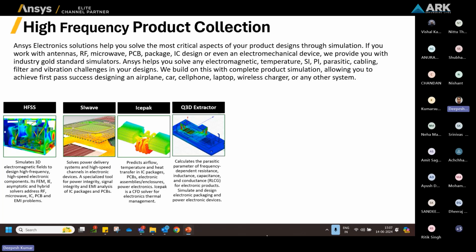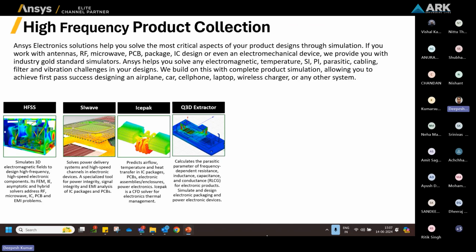Q3D is a tool basically used for parasitic extractions. When we are talking about frequency terms, high frequency or low frequency, we have certain parameters that impact our designs, like resistance, inductance, capacitance, and conductance, R, L, C, and G. All those are very important, and for extracting those parameters, we use this tool, Q3D Extractor.